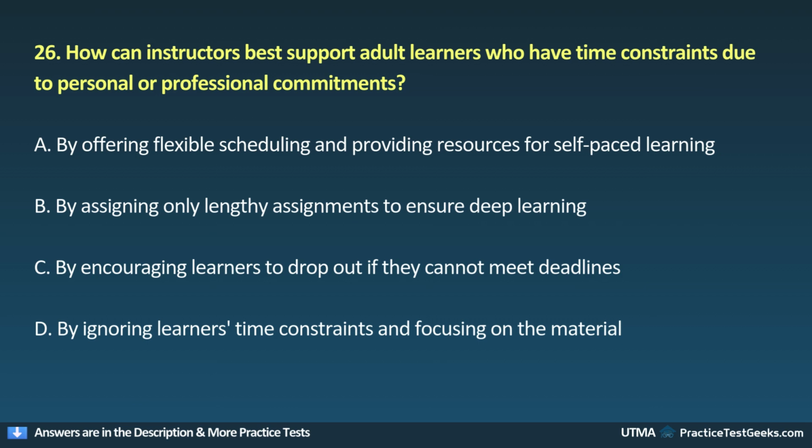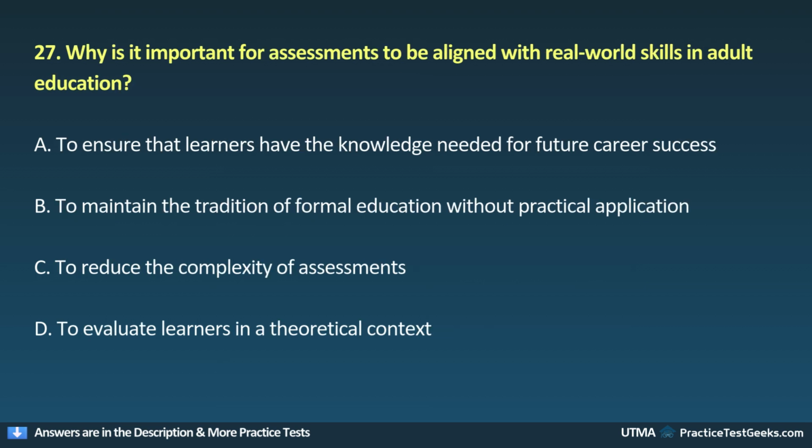26. How can instructors best support adult learners who have time constraints due to personal or professional commitments? A. By offering flexible scheduling and providing resources for self-paced learning. B. By assigning only lengthy assignments to ensure deep learning. C. By encouraging learners to drop out if they cannot meet deadlines. D. By ignoring learners' time constraints and focusing on the material.